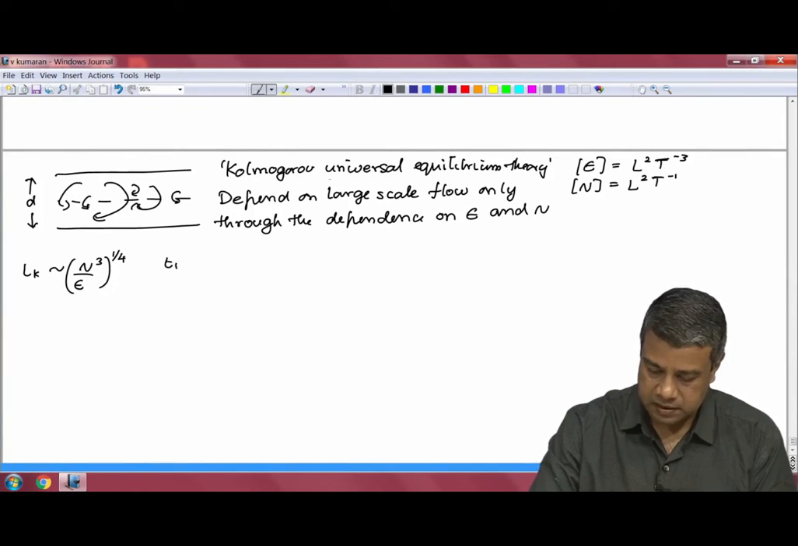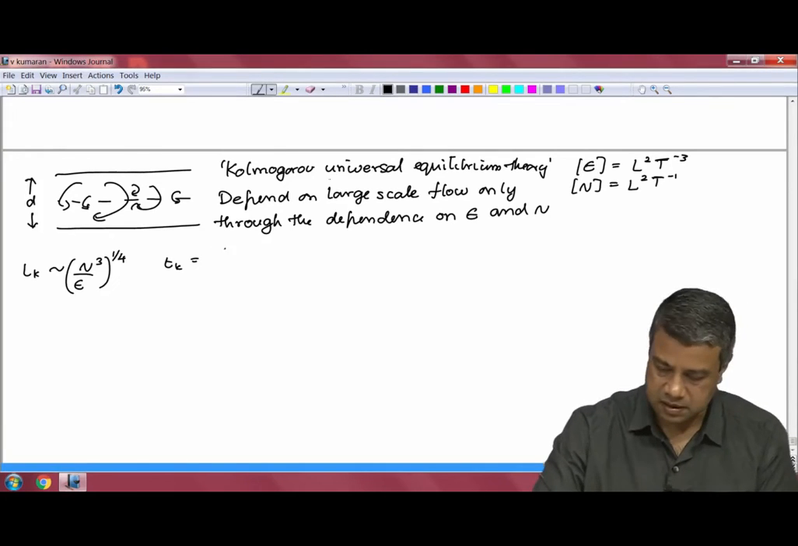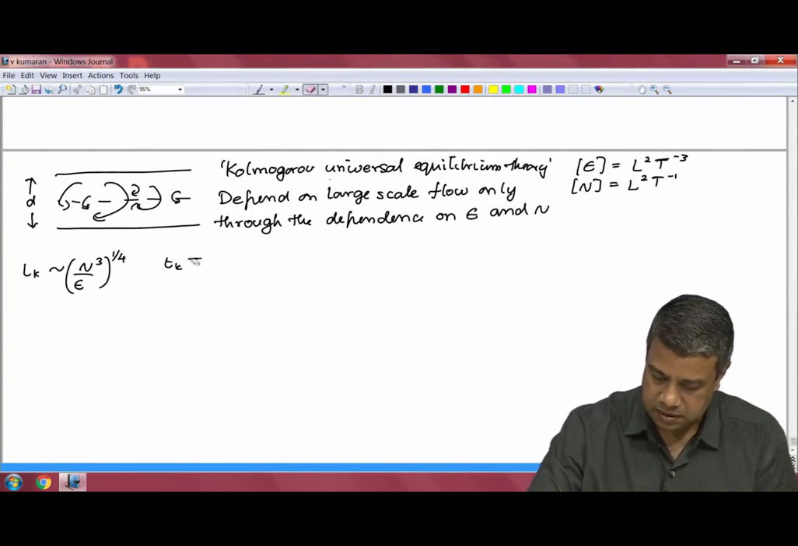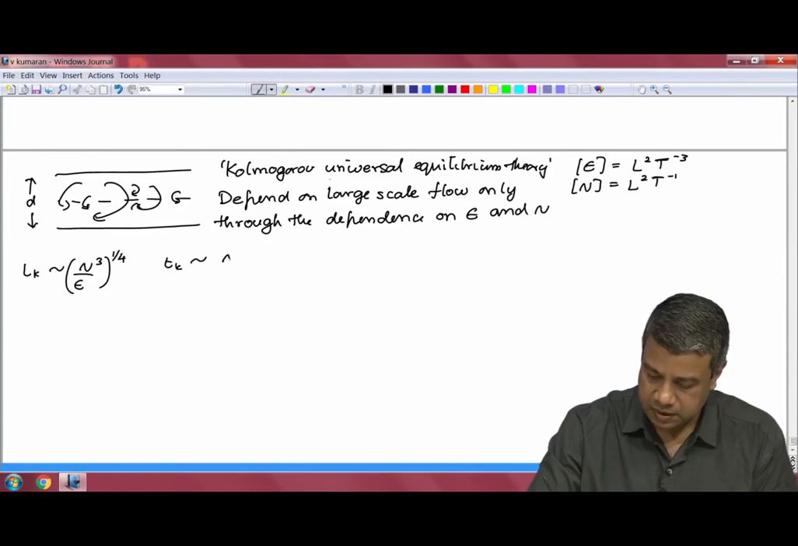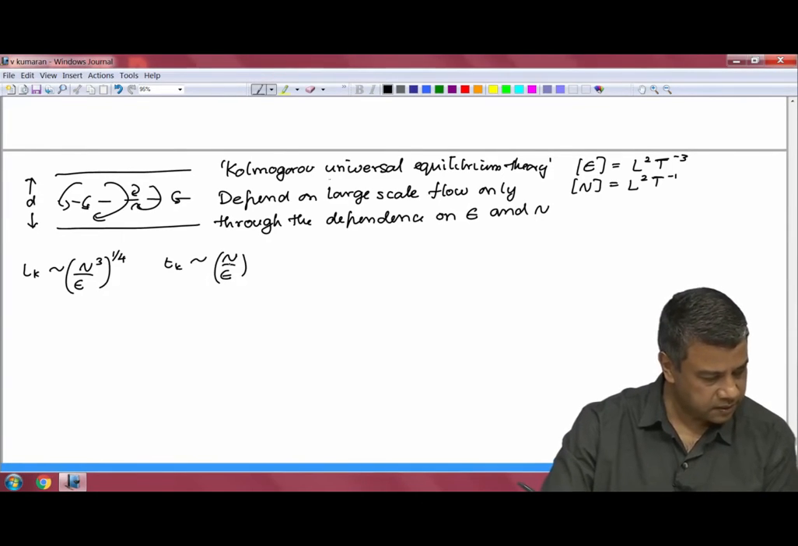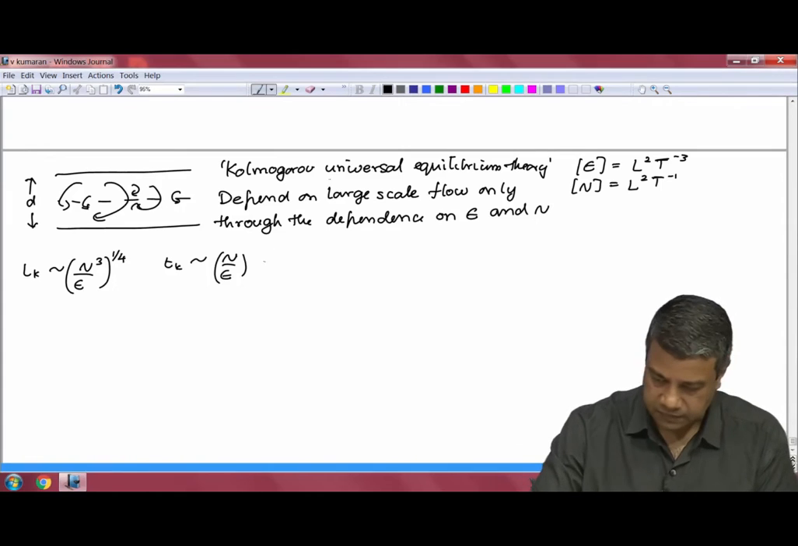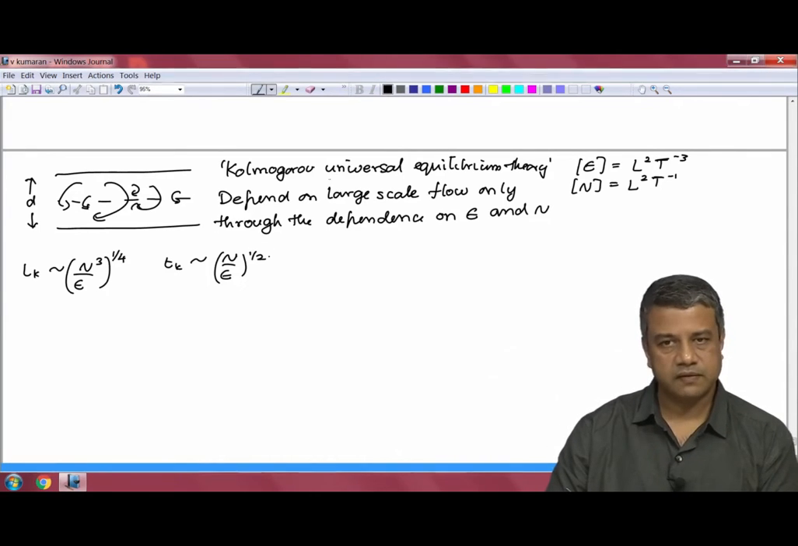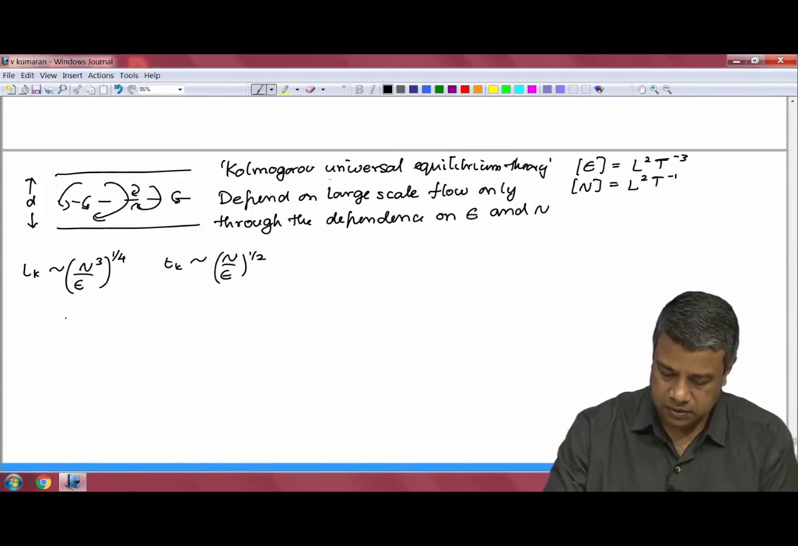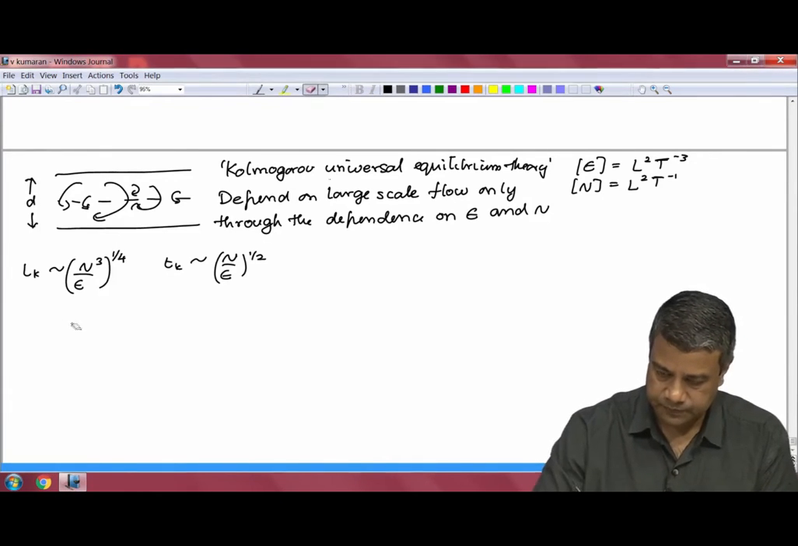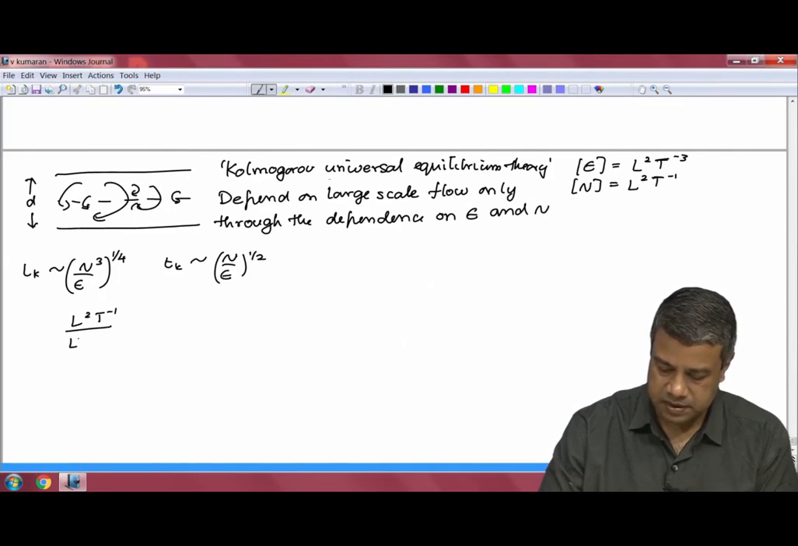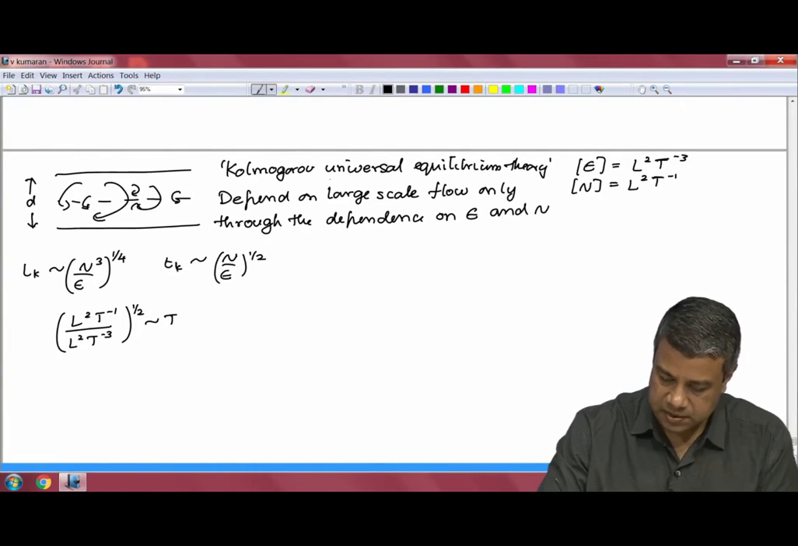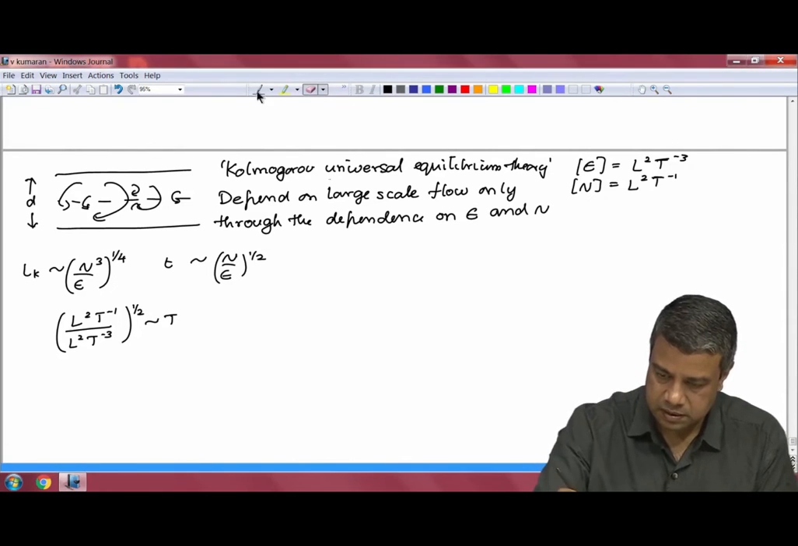What is the time scale? The time scale for the smallest eddies has to scale as (nu by epsilon) power half. And once again, you can verify that this has dimensions of time. Nu has dimensions L square T inverse, and epsilon has dimensions L square T power minus 3, whole power half. It has dimensions of time. So, that is the time scale of the smallest eddies.